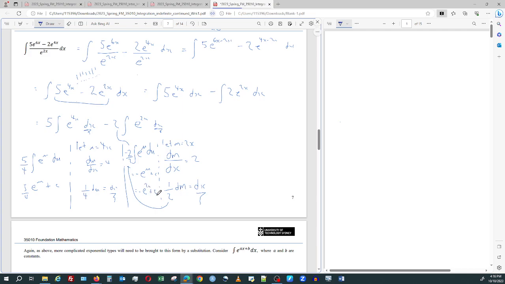Now we'll put the c's together. You don't need to name them c1, c2. Okay, so our integral is going to be equal to 5/4 e to the 4x minus e to the 2x, and we don't need to have c1 and c2, we can just say capital C. Okay, and that's your final result.